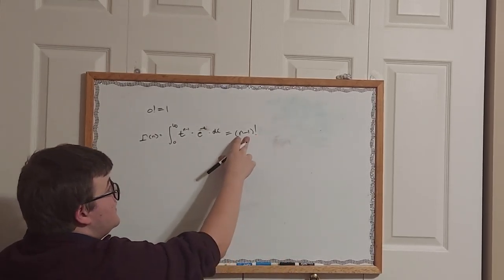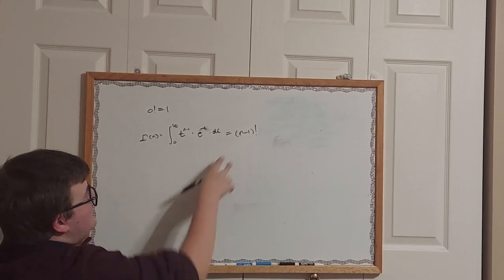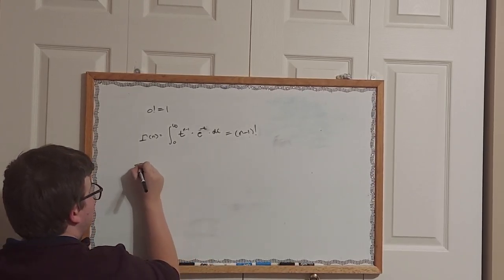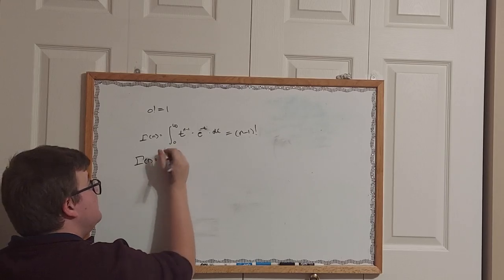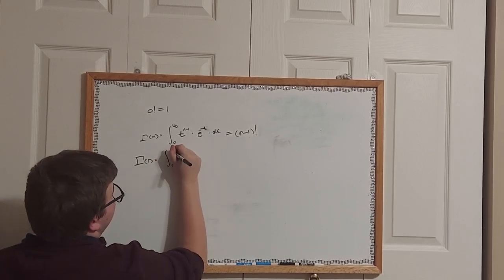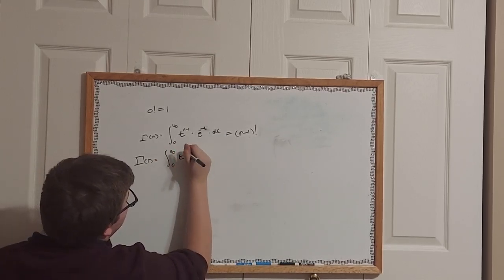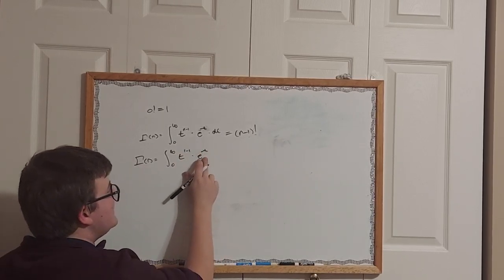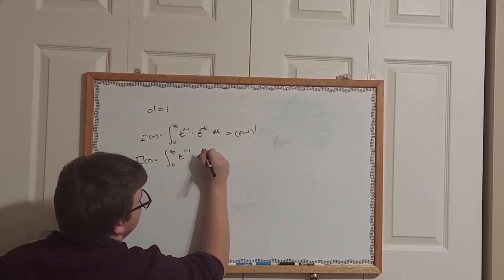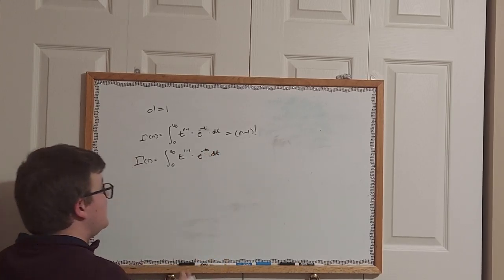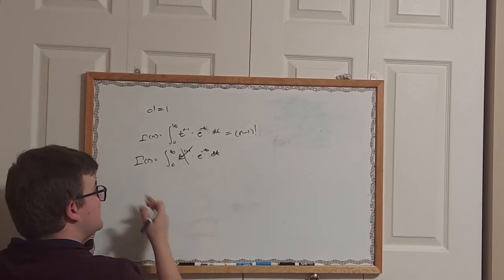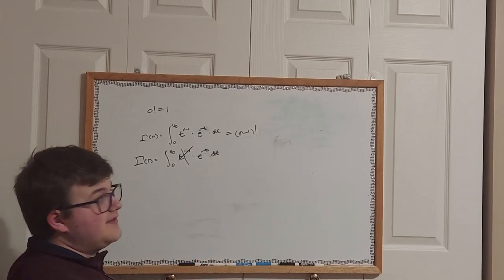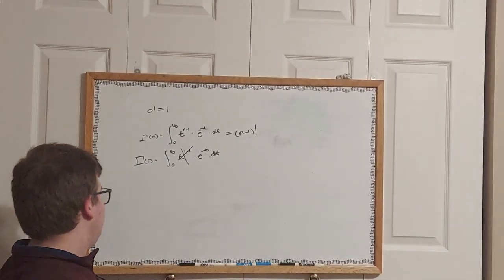So, if the factorial we need to find is 0, that means that n has to be 1. So let's find gamma of 1, the integral from 0 to infinity of t to the 1 minus 1 times e to the negative t with respect to t. And then this just goes away because t to the 0 power is just 1. You multiply it by itself.